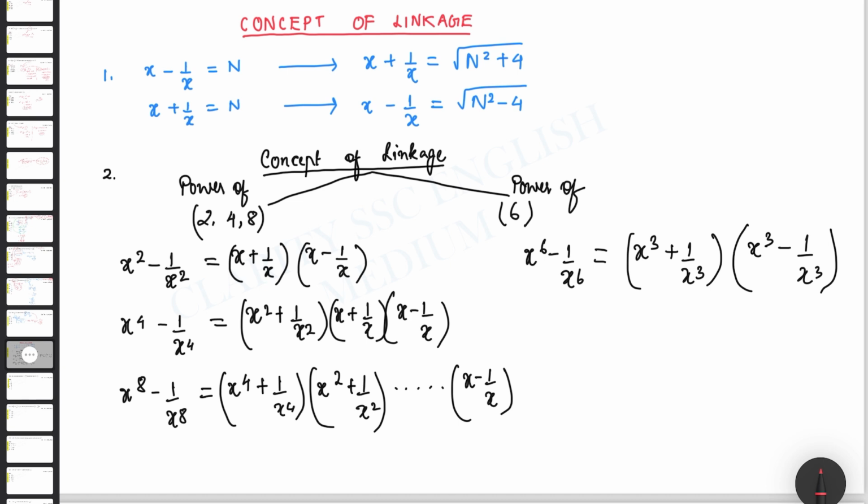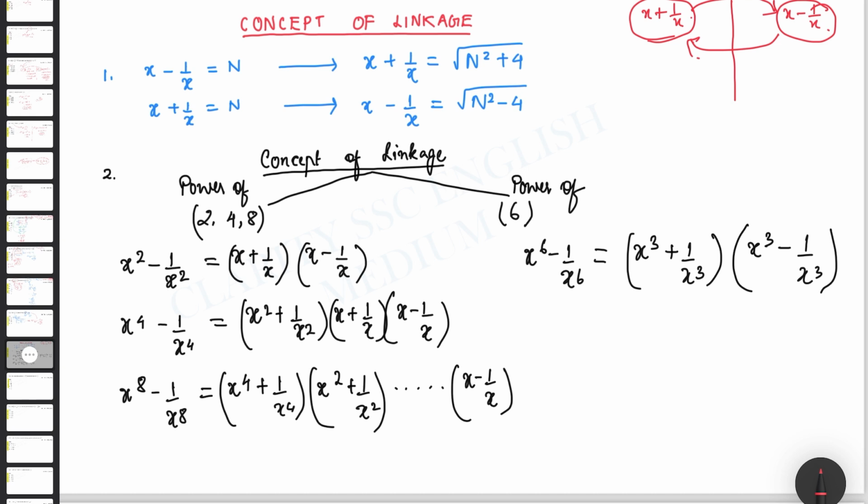Now let's move on to the next concept, the concept of linkage. What I mean by linkage here is, from the left side, x plus 1 by x is here. From the right side, x minus 1 by x is here. We need to jump from this to this or this to this, vice versa. The question may be given in plus and the answer may be asked in the form of minus. So the question may be jumbled from plus to minus or minus to plus. By solving some questions, you can get it.